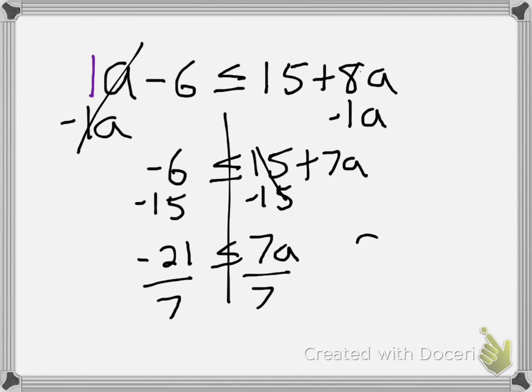Now remember, I'm going to start writing my a. And if I notice, when I look right here, my open end is toward my a value. So when I rewrite my inequality, I'm going to have to make sure that my open end is toward the a. And then negative 21 divided by 7 is negative 3. Pause the video if you need anything. I'm going to clear the screen.